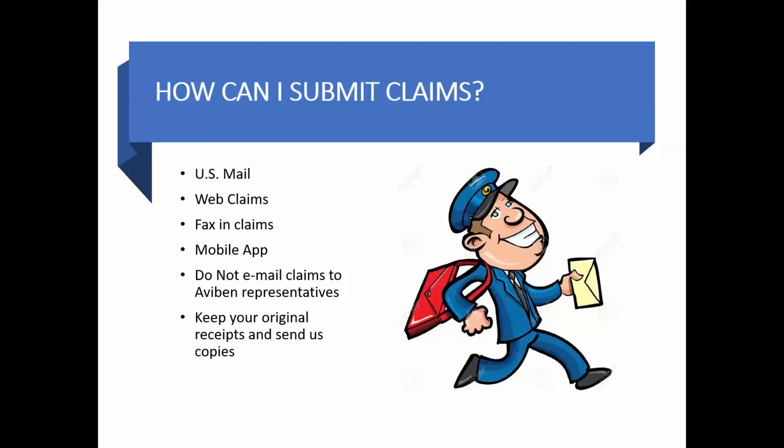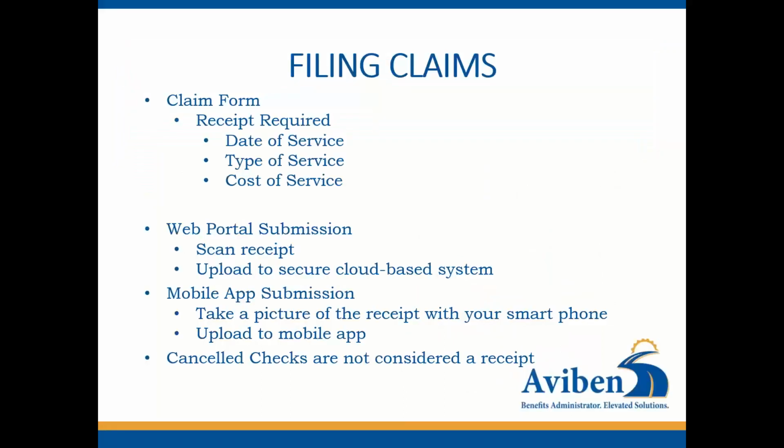Do not email AVABEN representatives claim information because of HIPAA privacy rules. We do not want to receive those via email. We want to make sure that they're safe and your information is secure. So please use one of these 4 options to submit your claims. Then always keep your original receipt and send us a copy, just in case, especially if you're mailing it. If you mail it in, make a copy and keep your original just in case it gets lost in the mail.